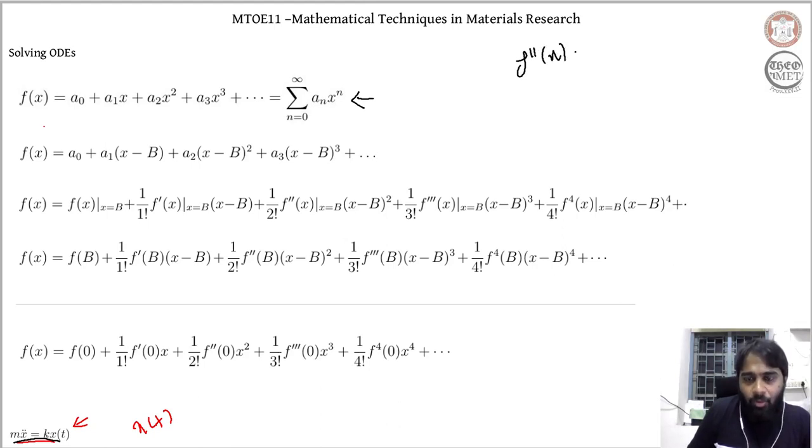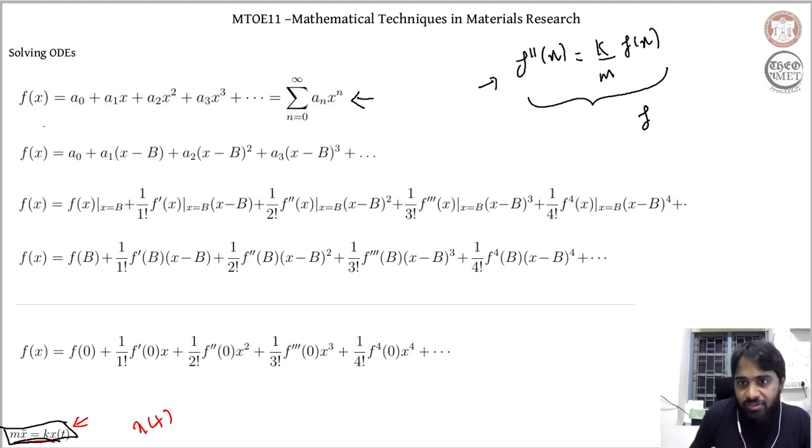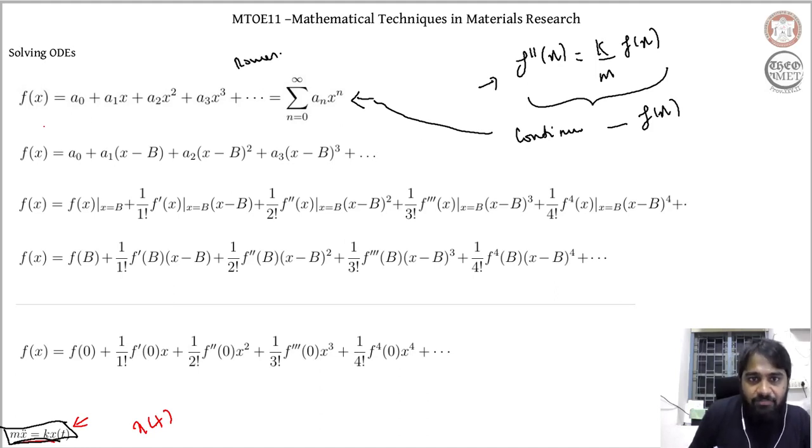A double derivative of f of x will be equal to k by m times f of x. I'm just bringing my m from here to here. This is a generalized way of representing my expression here, and a solution for this expression will be my f of x. And when I assume my f of x is continuous, I will be able to write my f of x in this form, which is referred to as the power series expansion.